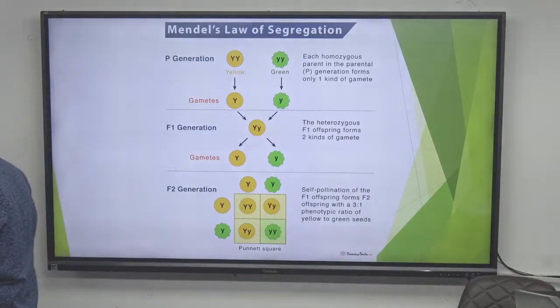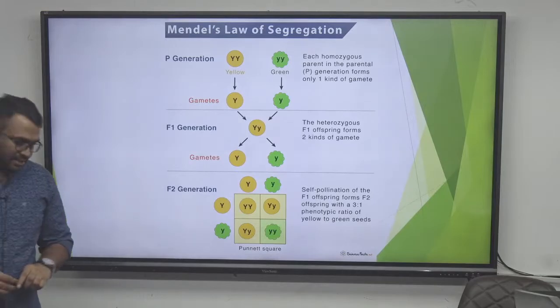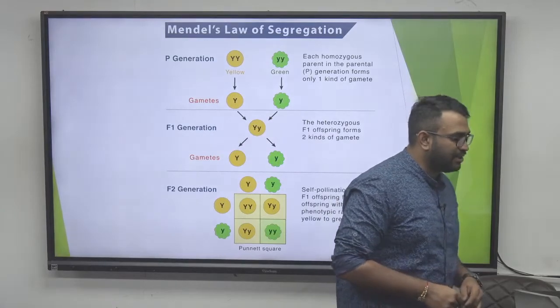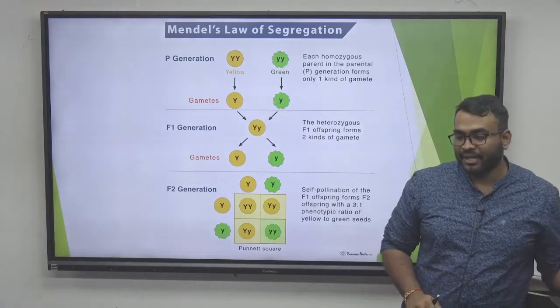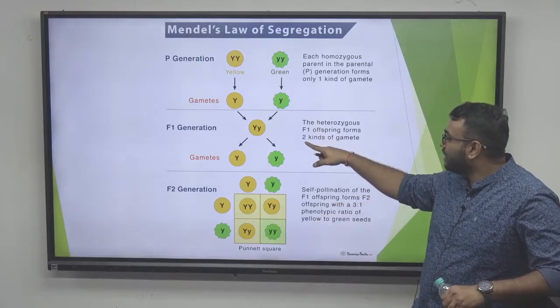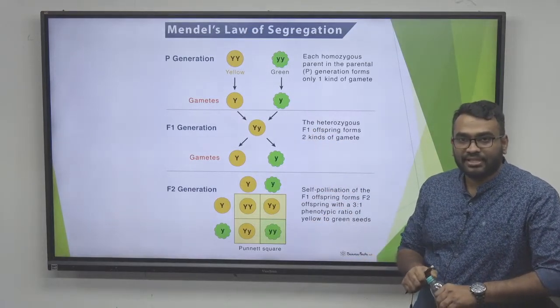You can start by giving the example of the pea plant, which Mendel himself used, or else you can take some other concept or example and present the same thing. Clear? So the main important things here are the checkerboard and showing that the purity of gametes is maintained. Clear?